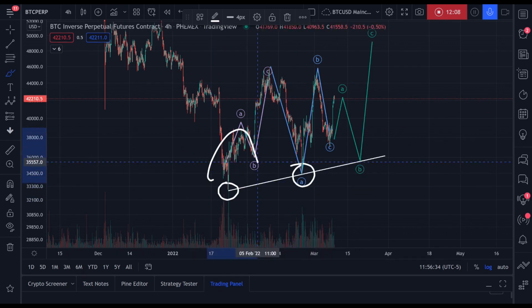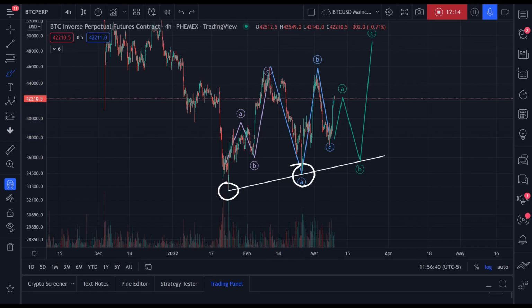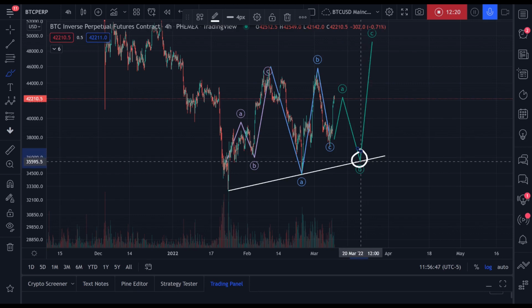And it connects the original A wave, the A wave of the B wave, and now I believe that it's going to be where we find support for the B wave, okay? The B wave retracement of this A wave. And that is currently at about 35.6.